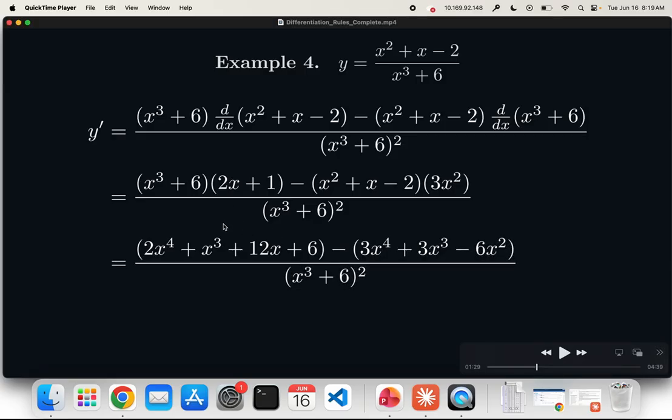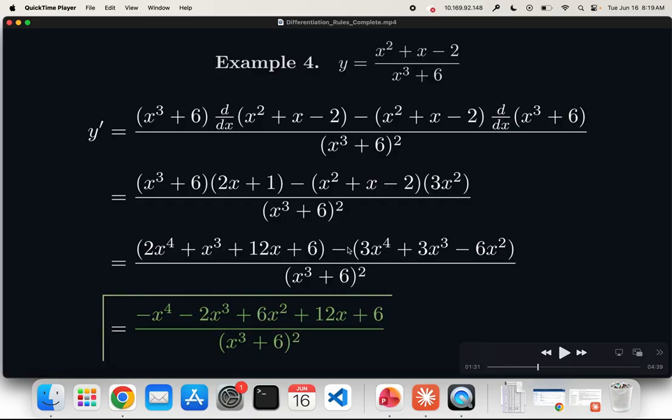If you multiply this out using FOIL, you get these 4 terms. You distribute with this, you get these 3 terms, and you combine everything on top. Because this is a minus, you have to be careful here. You have to subtract this term, this one, and this one, so you have to distribute this negative. A lot of students make mistakes on forgetting to distribute this negative.